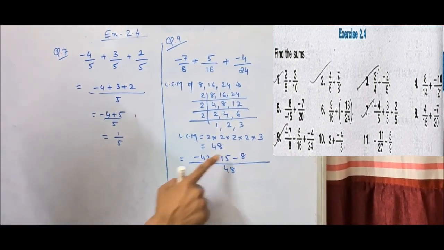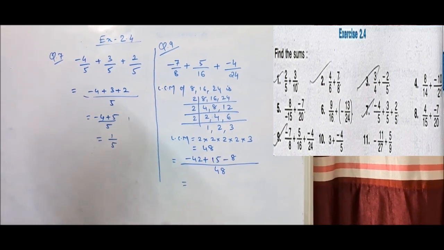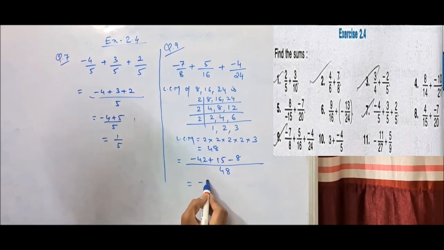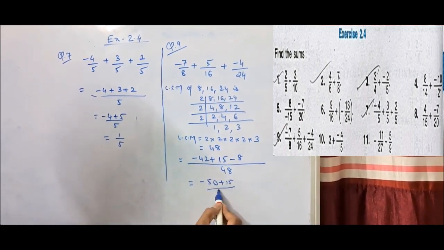Now here you can see that there are two numbers having the same sign, 42 and 8. Same signs will add to each other. 42 and 8 will become 50, plus 15 by 48.